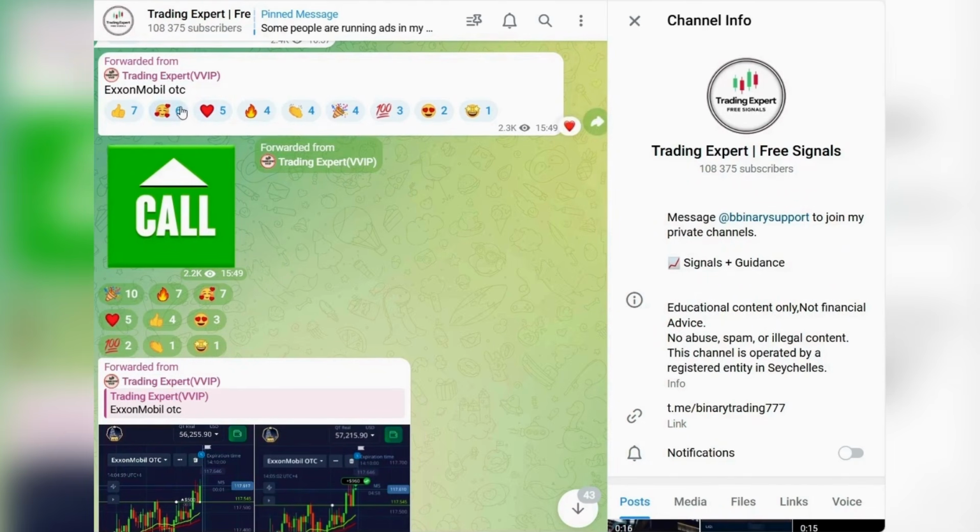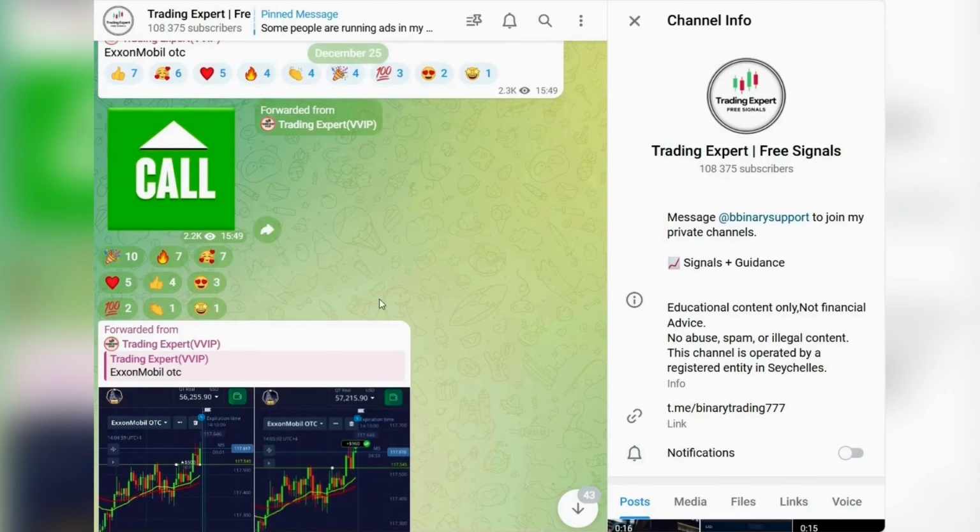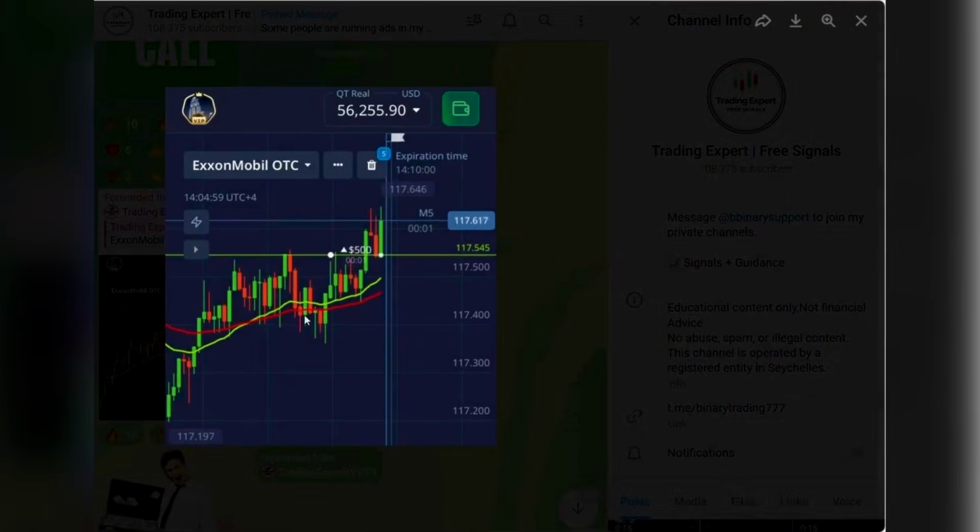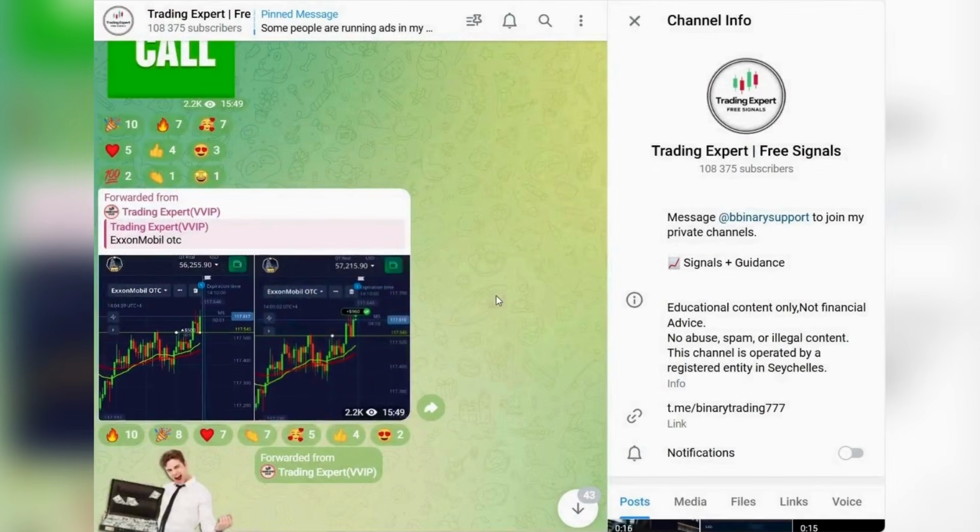Now, let's begin with the first trade, which we provided in our VIP group. This trade was on ExxonMobil OTC on the call side. The logic behind this trade was that there was a clear support level and a strong uptrend. That's why we provided a signal for the upside move, and this trade resulted in a clear win. So, we won our first trade.